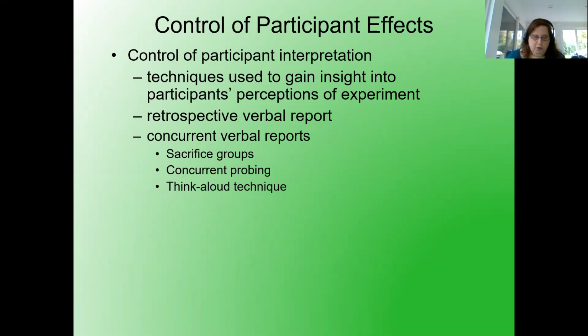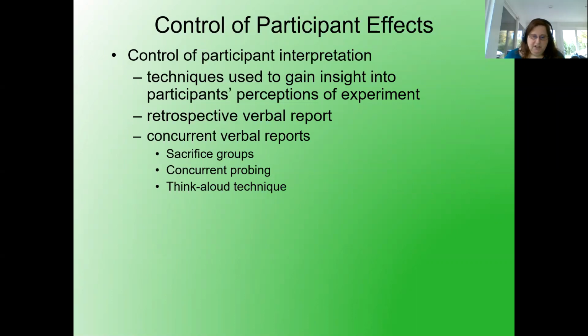Okay, next, concurrent probing. Obtaining a participant's perception of the experiment after completion of each trial. Okay, at least this way you don't really wreck anything because you're doing it at the end of a particular set or part or section of the experiment.